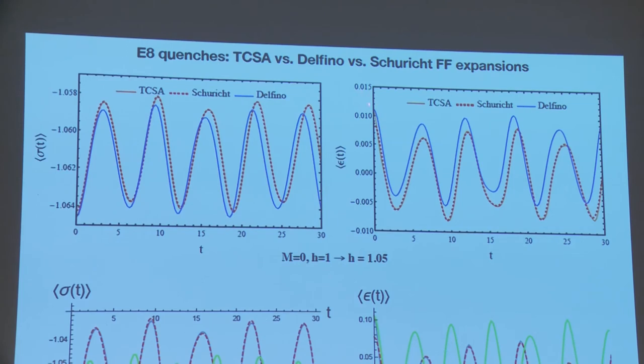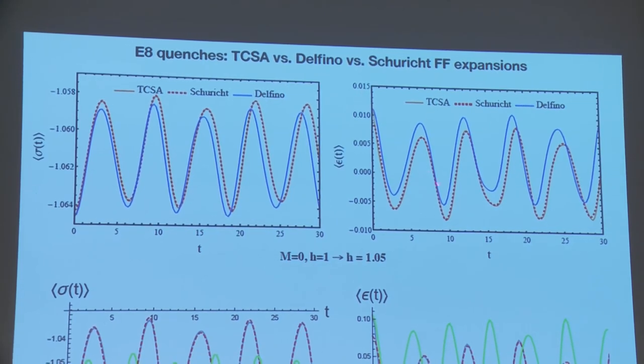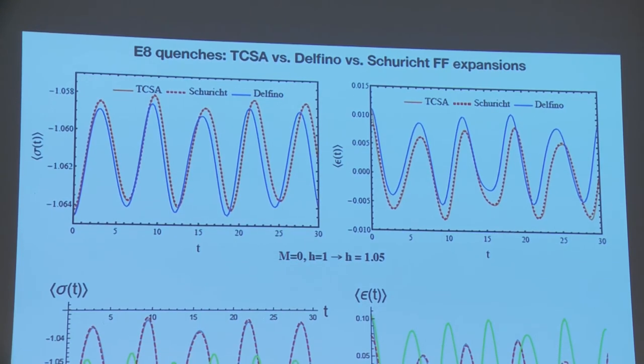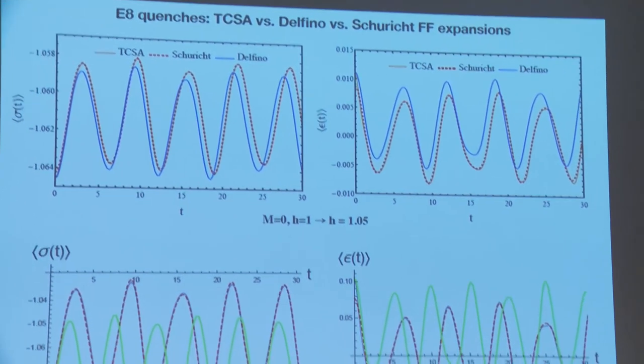So if you take together the truncated conformal space and the Schuricht expansion, we basically describe this quench all the way to infinite times, because the Schuricht expansion gets even better if you go to higher times. That's not a problem for it, okay?